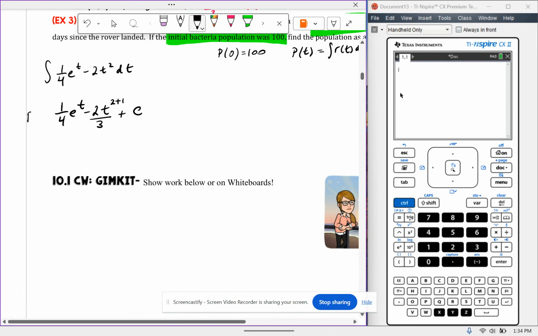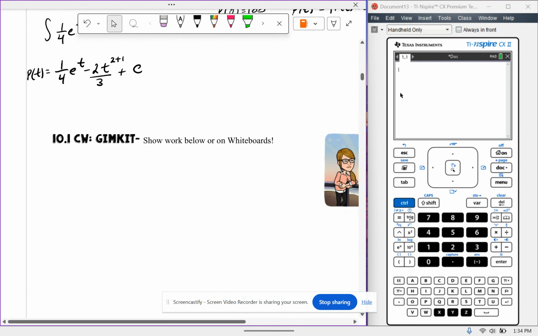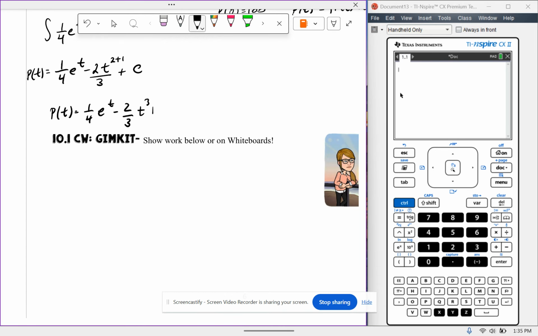What did we just find? We found P of t, right? I apologize for the numbers on this one. You know how it goes. So I've got P of t is equal to, let's clean it up, 1/4 e to the t minus 2/3. I took that division by 3 and just moved it out front so it's a coefficient. This is what we're usually going to want to do. It's easier to deal with a coefficient than a denominator, so to speak. So now I got t to the 3rd plus c.